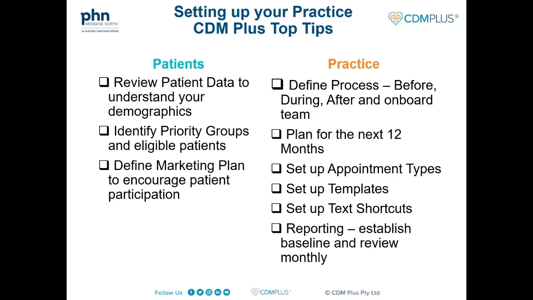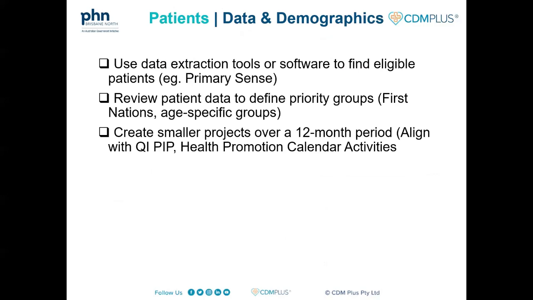And I've got there things like reviewing the patient data to understand your demographics, identifying priority groups and eligible patients, and then defining the marketing plan to encourage patient participation. Now, from a data point of view, I think it's really important to know who your 5,000, 6,000, 10,000, 20,000 patients are. And what I mean by that is, how old are they? What does that actually look like from a breakdown?